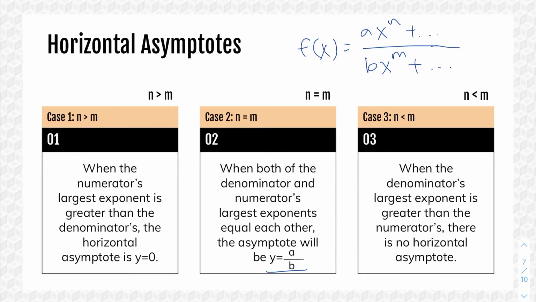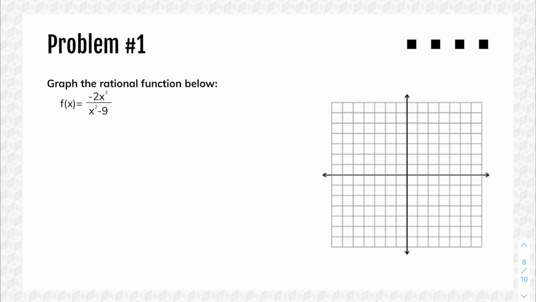When n is less than m, the horizontal asymptote is y equals 0. When n and m are equal to each other, the horizontal asymptote is y equals a over b. Lastly, when n is greater than m, the rational function will have no horizontal asymptote. Now let's go on with our problem.